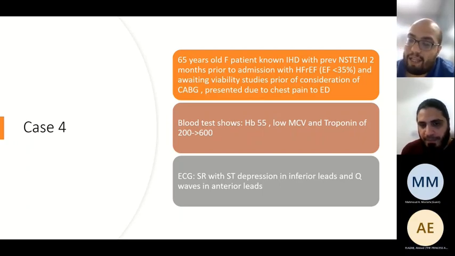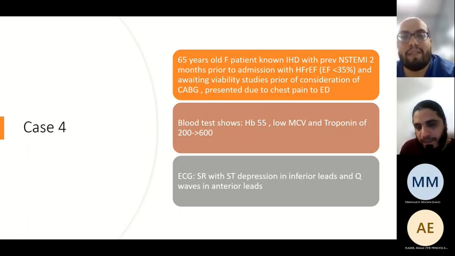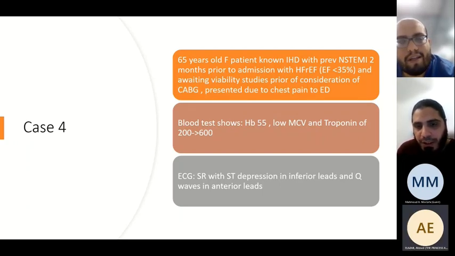So now that's my next question. What would you do after correcting the HB? Whether you consider this due to bleeding or due to another cause of anemia, like a nutritional or supplemental cause? She has a chronic low MCV, so it's probably a chronic one.